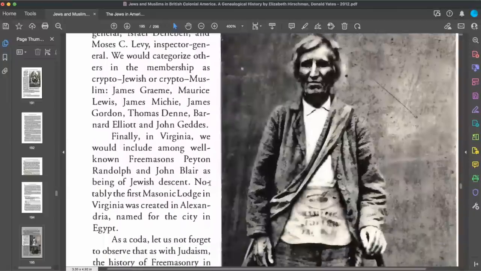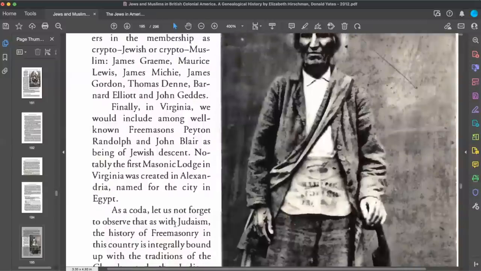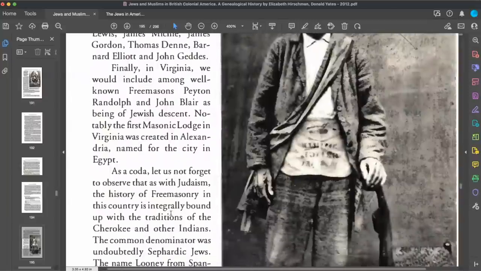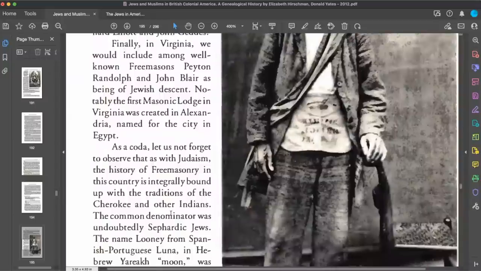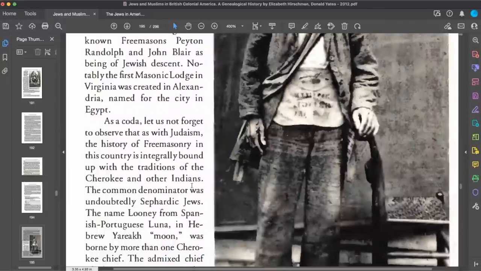Finally, in Virginia, we would include among well-known Freemasons Peyton Randolph and John Blair as being of Jewish descent. Notably, the first Masonic Lodge in Virginia was created in Alexandria, named for the city in Egypt. What if that's the original Alexandria? As a coda, let us not forget to observe that, like Judaism, the history of Freemasonry in this country is integrally bound up with the traditions of the Cherokee and other Indians.